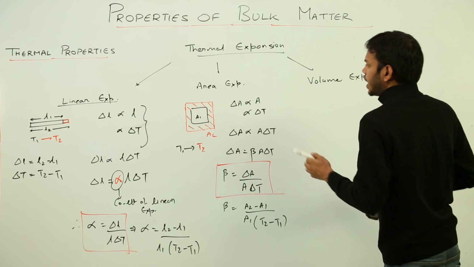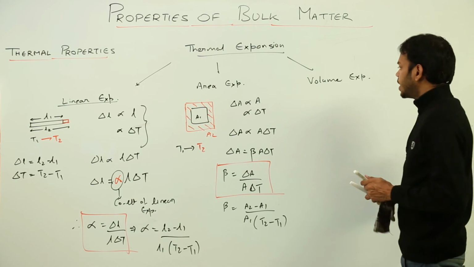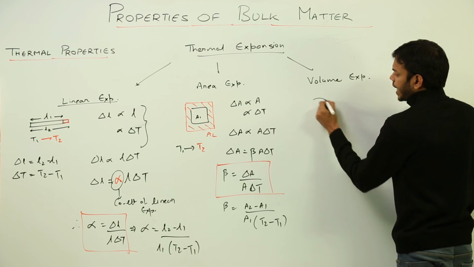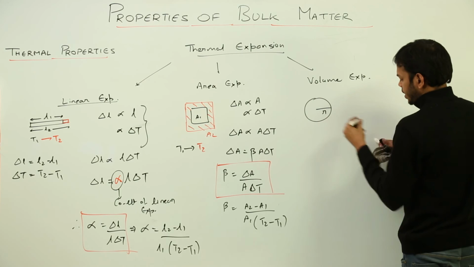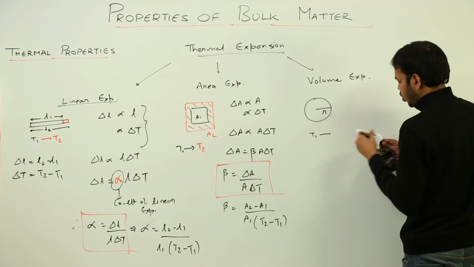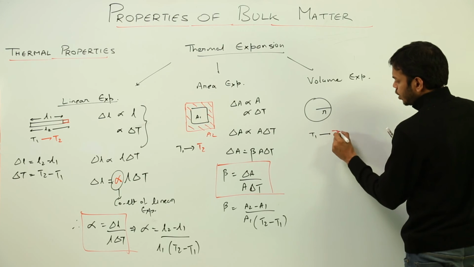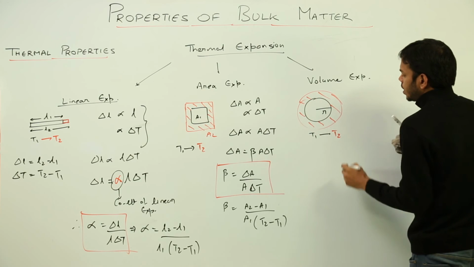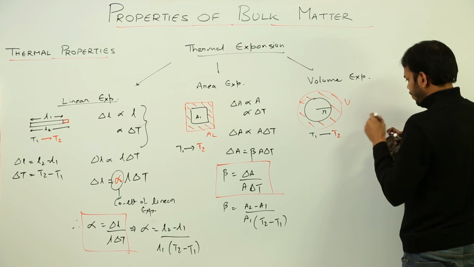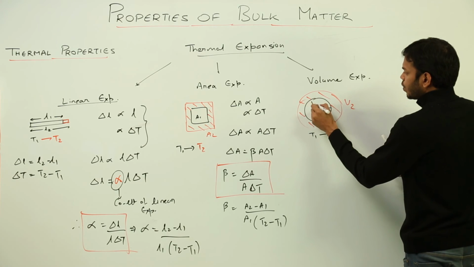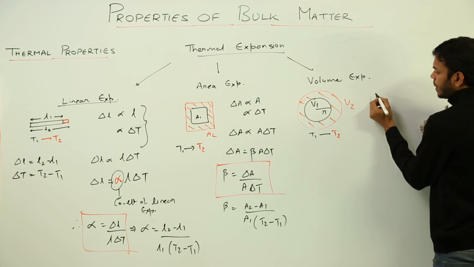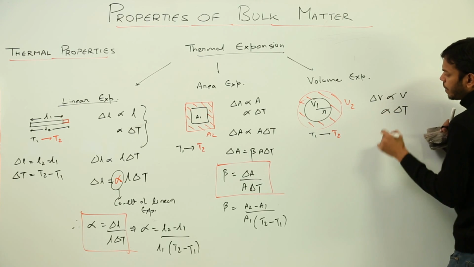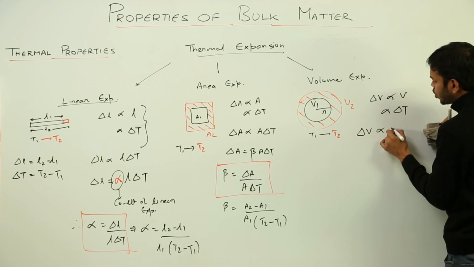Now third, similarly as we have discussed for linear and area, this time I have volumetric expansion, where we had a sphere of radius r. Initial temperature T1 got increased to temperature T2, and this time the volume got increased, from V1 to V2. Again, following the same method, change in volume is directly proportional to original volume and to change in temperature. Combining these two factors, delta V is proportional to V delta T.